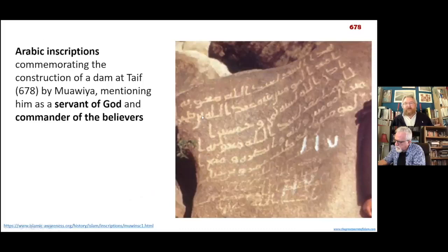Here we have another inscription on a big stone near Taif. This is an inscription commemorating the construction of a dam. So it's in Taif near Mecca in 678. And this is an inscription that depicts Muawiyah as being, again, the servant of God and the commander of the believers. This means something when you are both servant of God, which means the closest to God, and also the commander of the believers. When you put those two phrases together, it means that you are a sort of intermediary between God and man, which is a very grand claim, a very grand claim.